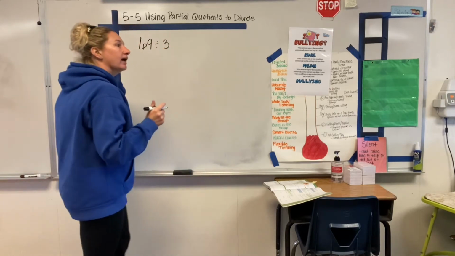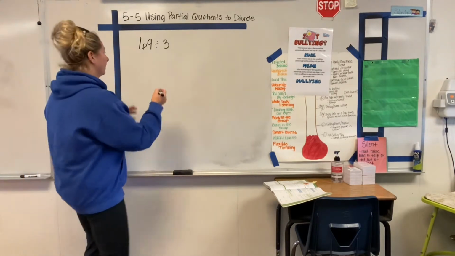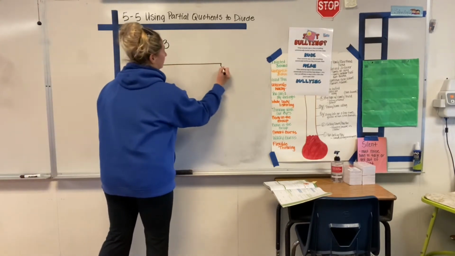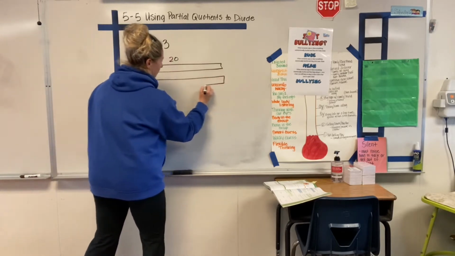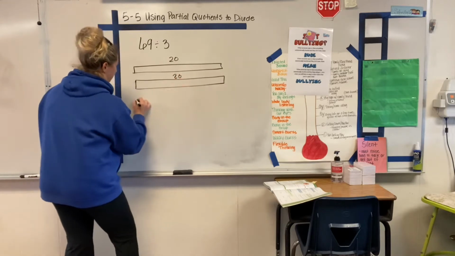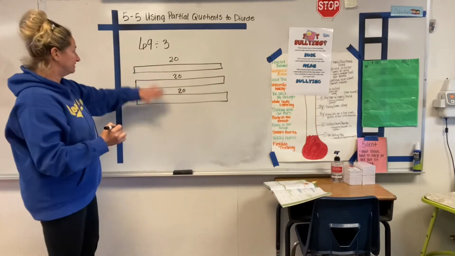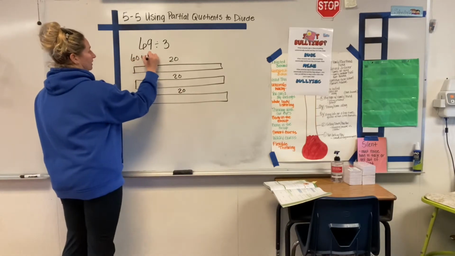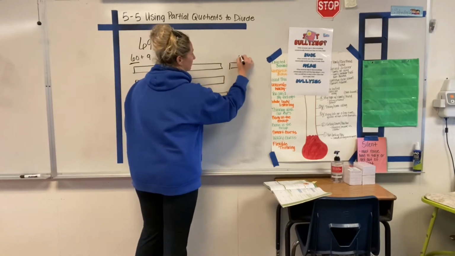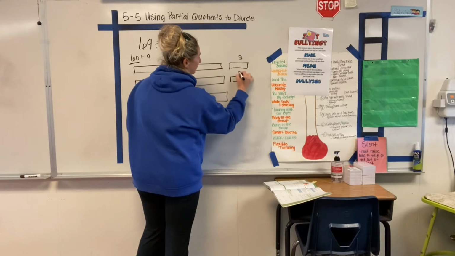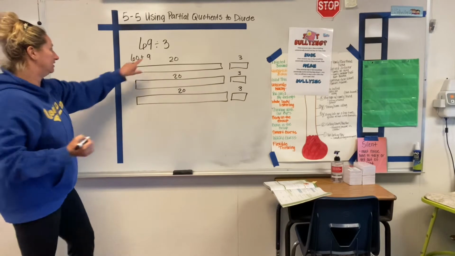So they draw out 3 times 2. Okay, sorry, thinking out loud. So they draw out 20, 20, and 20. Okay, so that's the 60. 60 plus 9. Okay, that's the 60. And then 3, 3, 3. Okay, and then that's the 9.